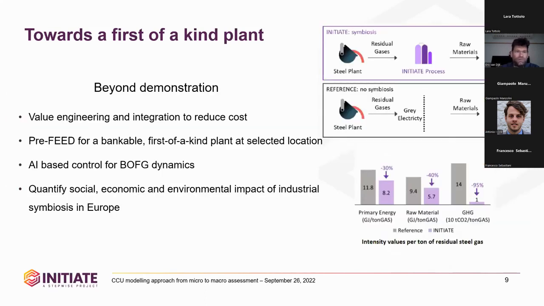But of course, there is a life after this demonstration. So beyond the demonstration, we are focusing on the value engineering and the integration of the different key technologies to reduce the costs of the whole system. And the pre-FEED study should result in a bankable case of a first-of-a-kind plant, combined indeed with site selection, which is an important topic in this project as well.